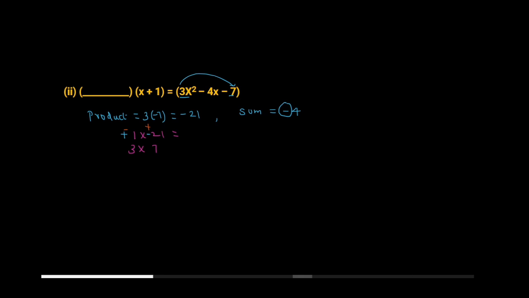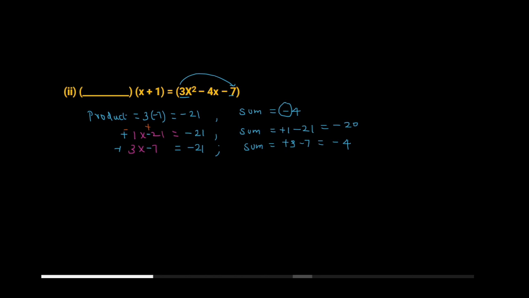If we take the integers plus 1 into minus 21, it will give minus 21. But what about the sum of those two? Plus 1 minus 21 gives minus 20. Choose the next one, where the greater number should have the negative sign. So plus 3 into minus 7 gives minus 21. What should be the sum of these two? Plus 3 minus 7 gives minus 4. So these are the two proper integers, plus 3 and minus 7.